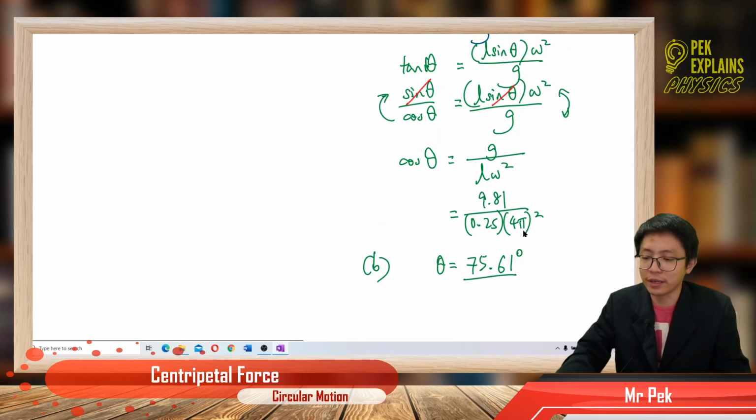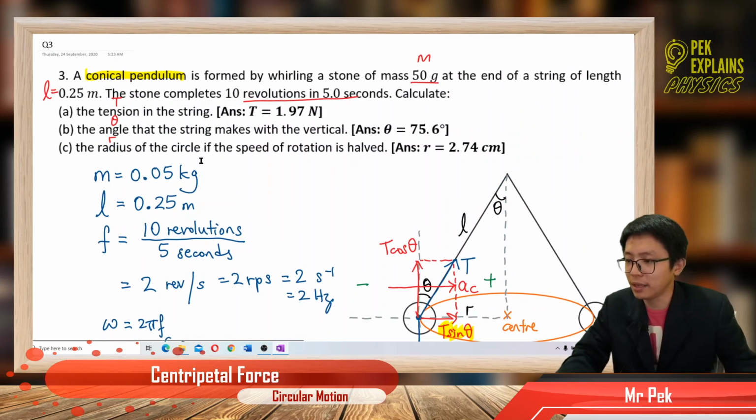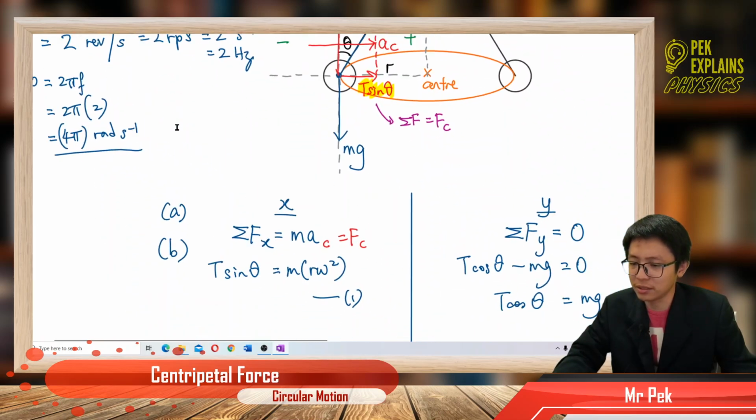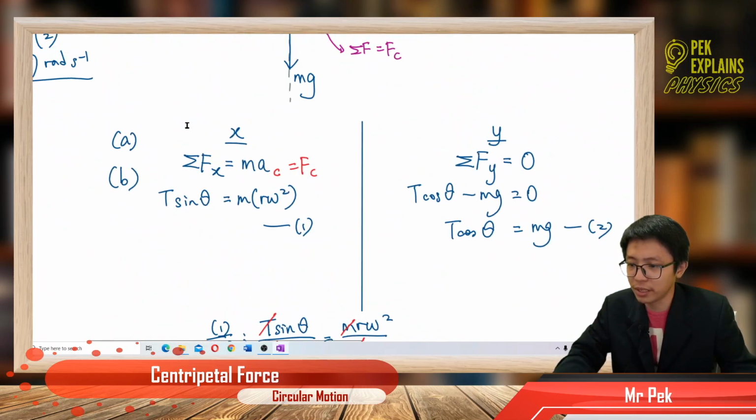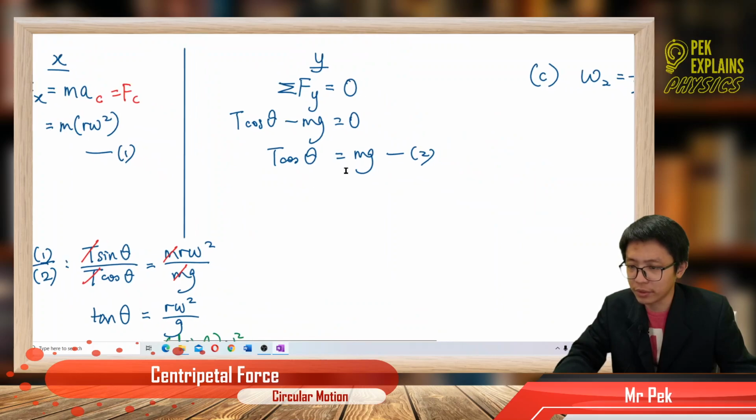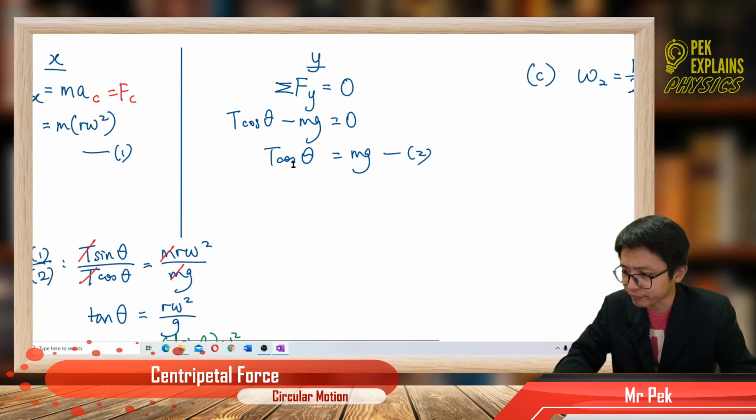We want to find part A. Part A asks for the tension. We got the theta, the angle the string makes with the vertical. Now the tension, how? Just look back. Which equation can we use? Oh, we can use this one.